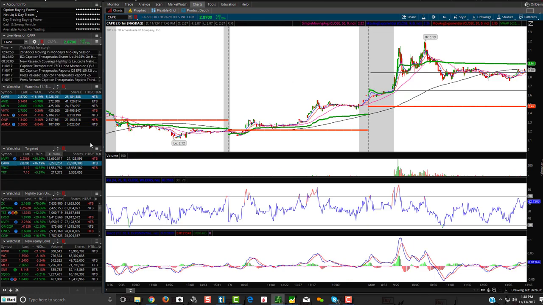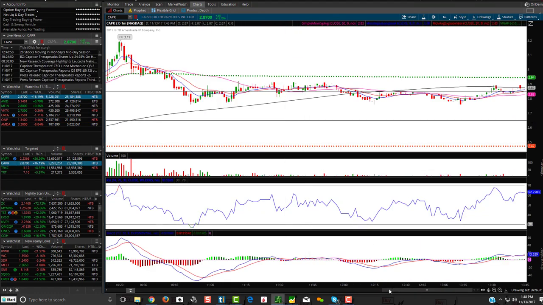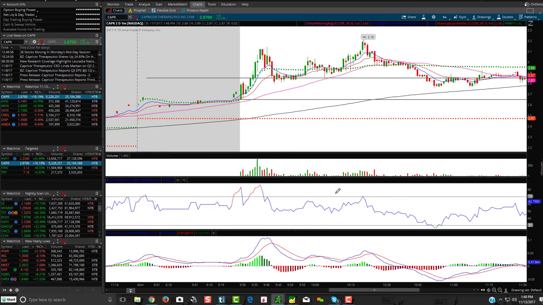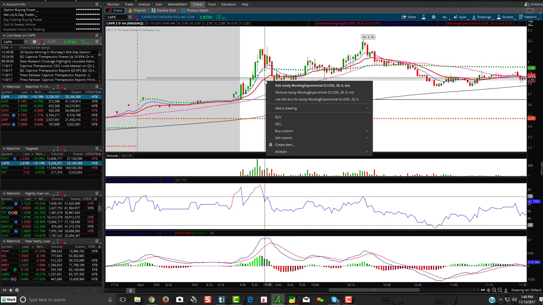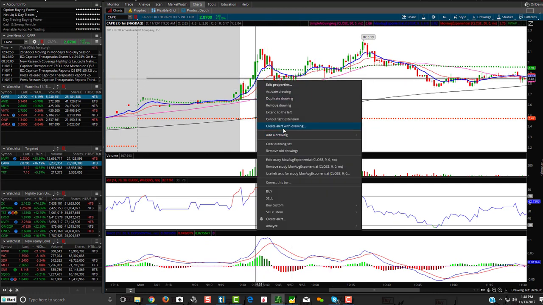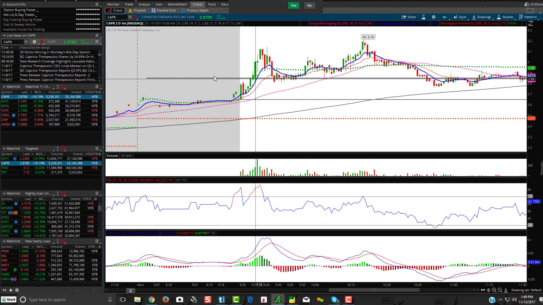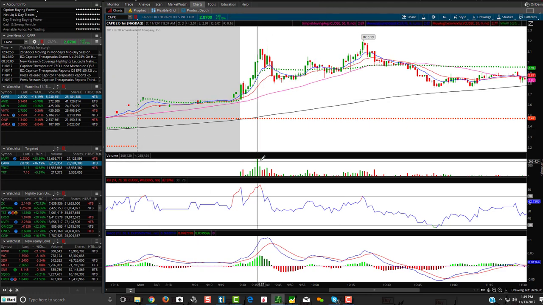Let's see if we can find a couple more here. Repetition is the key, so that's why I'm just trying to show you guys a few examples, just to give you an example of how it's done.